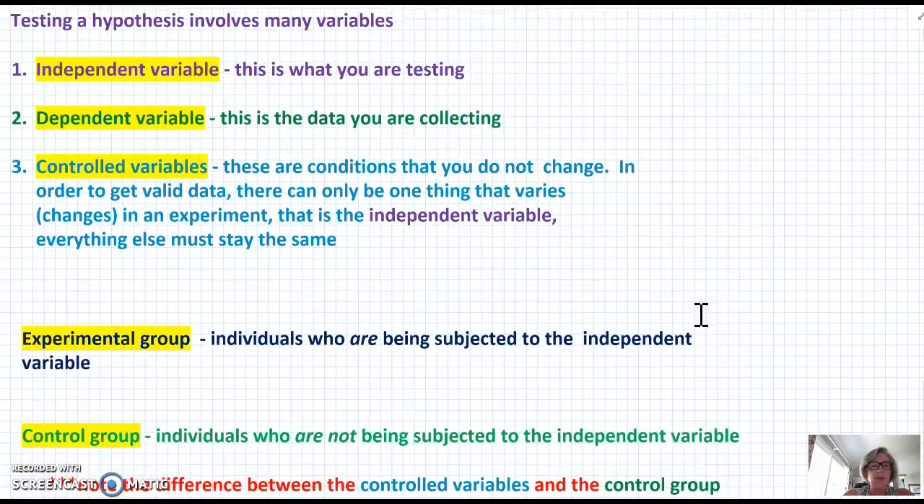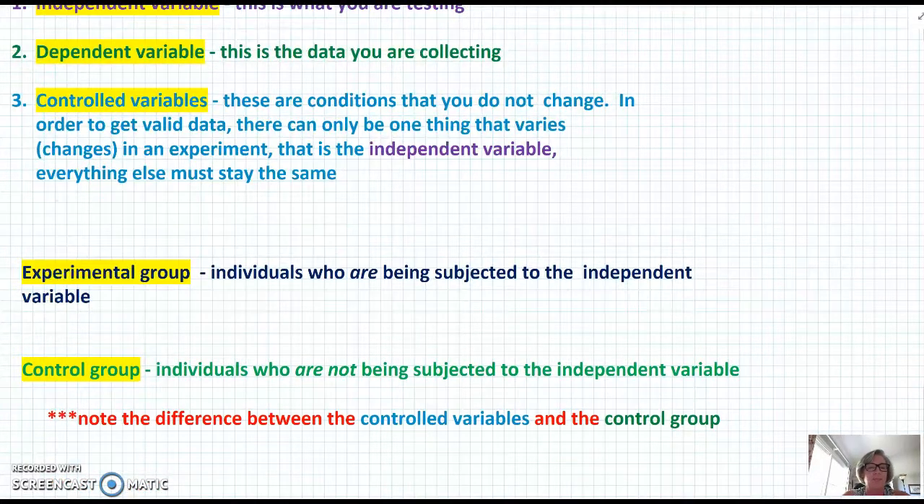In most experiments, you're going to have both what's called an experimental group and a control group. Your experimental group are the individuals or subjects who are subjected to that independent variable, to that changing variable. So our experimental group in our plant experiment would be the ones that were getting different amounts of sunlight. Control group would be individuals who are not subjected to an independent variable. So in our plant experiment, we might have a group of plants who are simply given the sunlight that is available outside, so limited by the length of the day at that particular time.